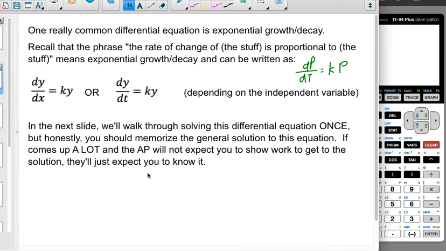That would also be exponential growth or decay. In the next slide, we're going to walk through solving this differential equation once, but honestly, you should memorize the general solution to this particular diff-EQ. This comes up a lot. The AP is not going to expect you to show the work for how you get to this solution because it's so common that it's very typical for students to memorize it. So let's walk through how to solve it just once.